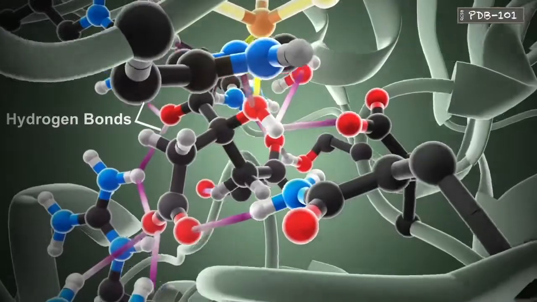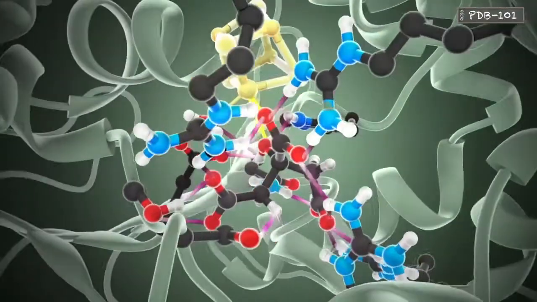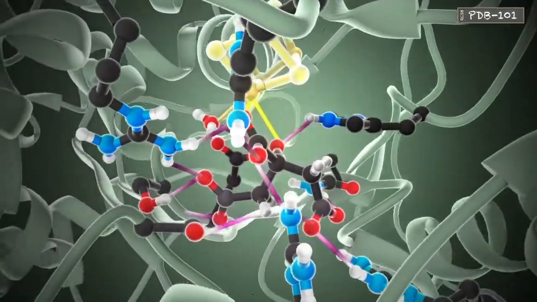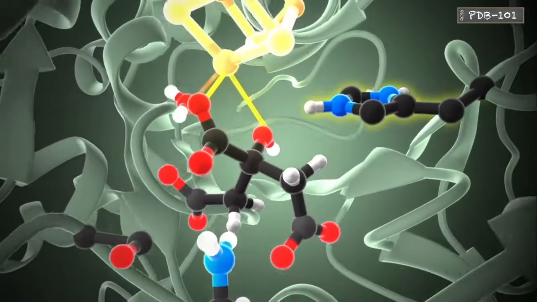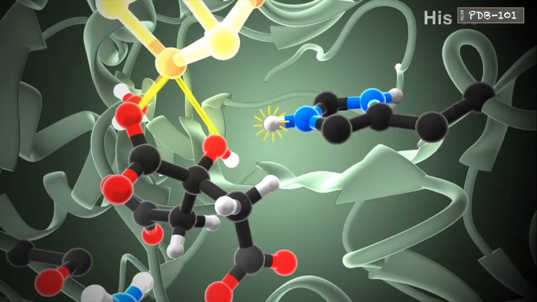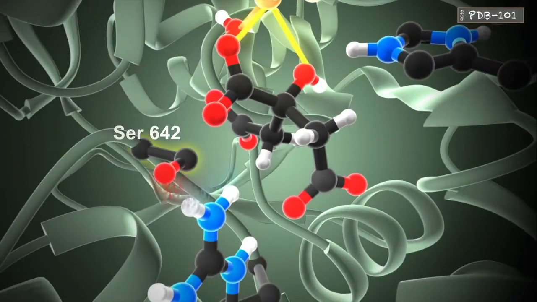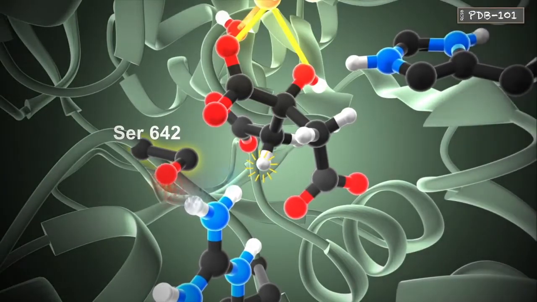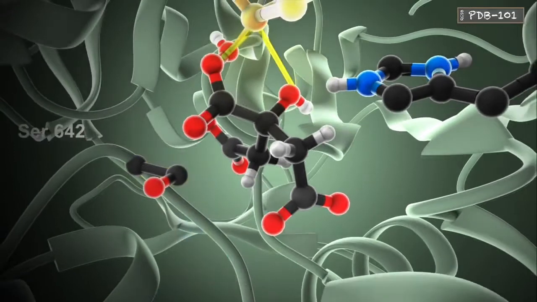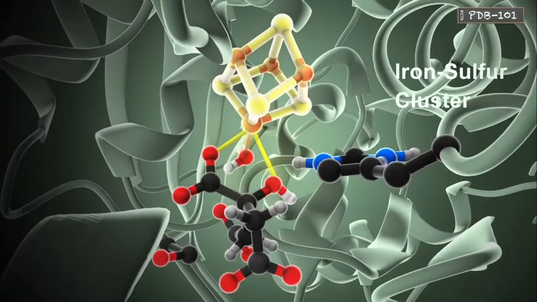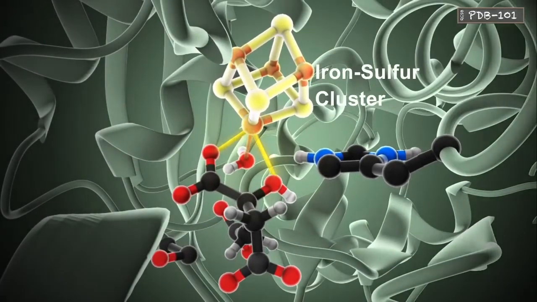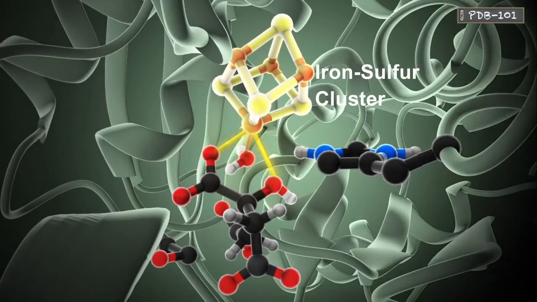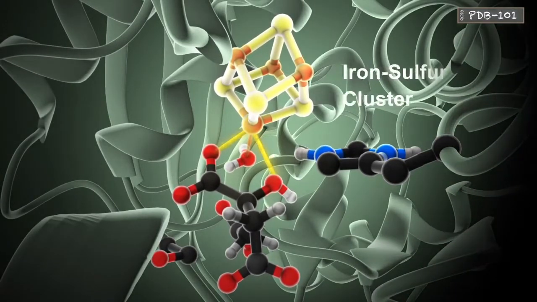Some amino acids are involved in recognizing and holding the substrate. Other amino acids are directly involved in catalysis. Histidine 101 acts as an acid by donating its proton. Thanks to the chemical environment of serine 642, it can act as a base by accepting the proton from the substrate. The active site of aconitase also contains an iron-sulfur cluster that stabilizes the substrate electrostatically and helps to position it relative to the catalytic residues.